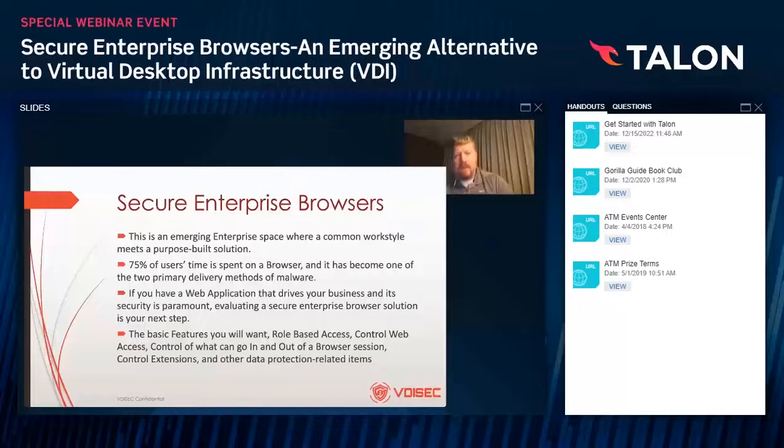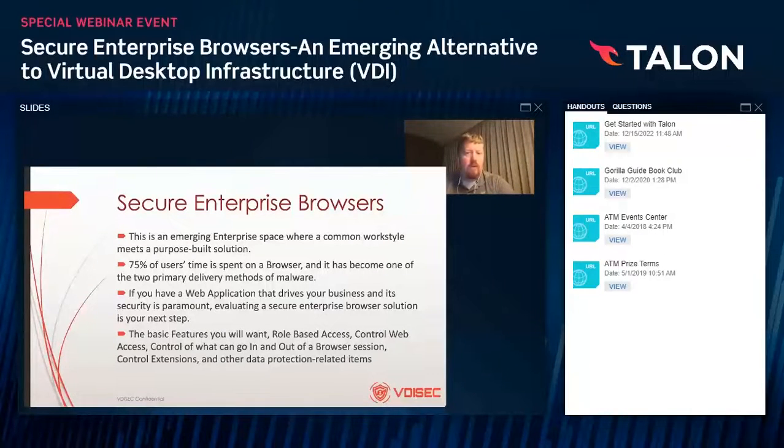And one of the studies even from Google was 75% of users spend their time in a browser, and it's become the primary method to deliver, one of the two ways to deliver malware. So your browser and your email client are the primary conduits for all bad activity, right? It's where I went to a bad URL for credential harvesting. I went to a bad URL and downloaded a payload and executed it, or I got emailed that thing and it was a macro or it was some other thing.